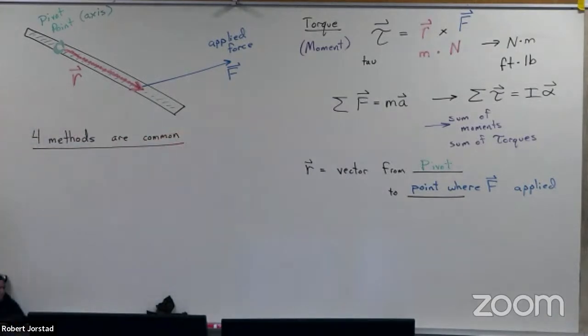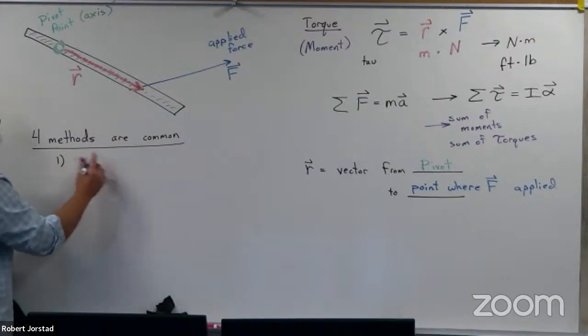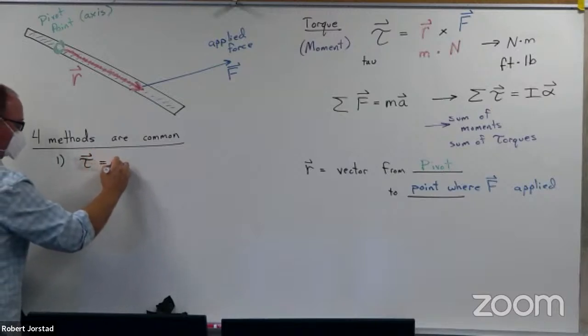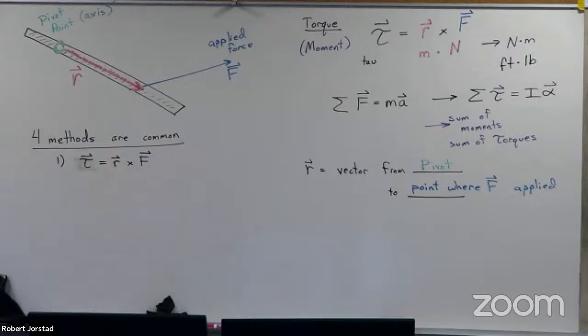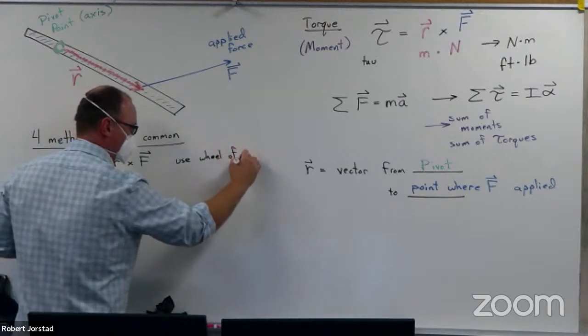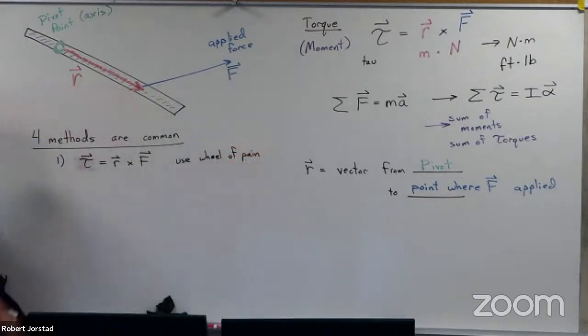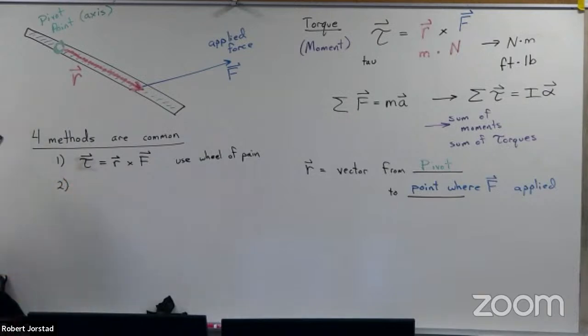Now, to be fair, one method rules them all. You can always do the first one and describe the vectors and write them out. This always works. But there are shortcuts that are sometimes extremely useful. So this one always works. You can use the wheel of pain. You've got a cross product. It's just simple. We did problems like this in chapter 3, if you remember. I just said, here's an R vector, here's a force vector, do the cross product. Piece of cake.